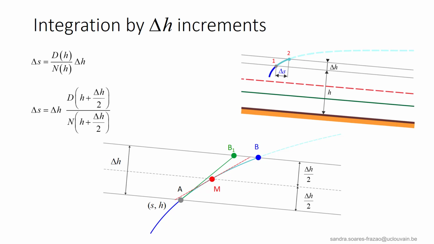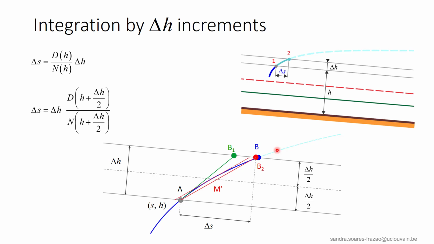To increase the accuracy of the calculation, we could calculate the values of D and N at an intermediate depth H plus delta H half, so at this point M here. This consists in taking the slope of the red straight line, which is actually the slope of the water profile at mid-distance between points A and B. Using this new slope, starting from point A, we find point B2, that is much closer to the real solution represented by the blue point B.